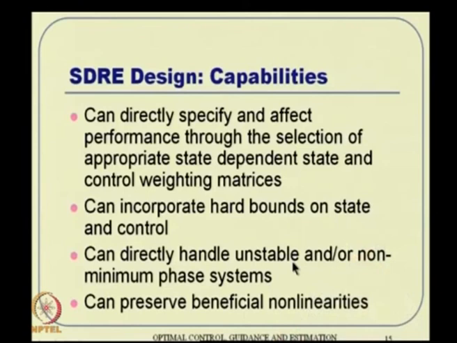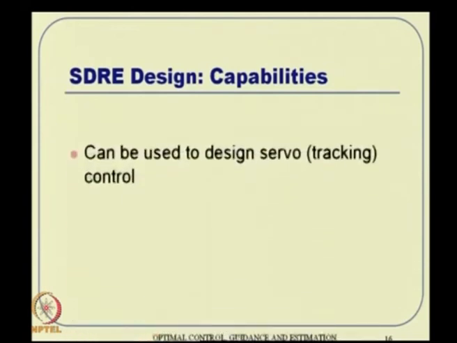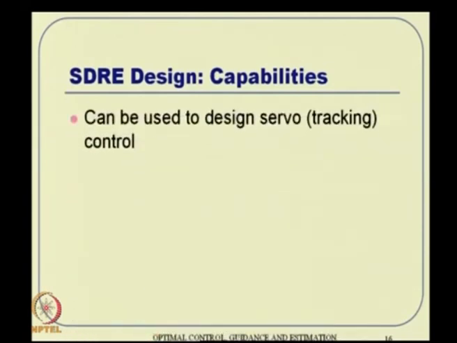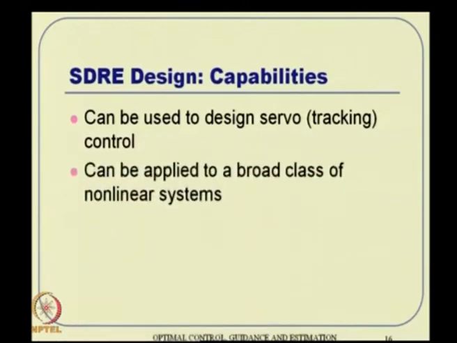And as we demonstrated in that scalar example, it can preserve beneficial nonlinearities as well. So, whenever the nonlinearity is good, it keeps it, whenever it is not good, it tries to discard it. It can also be used for tracking control applications. You can see that a couple of slides later. And it can be applied to a broad class of nonlinear systems, that is control affine systems and SDC parameterization, where A of x has certain nice properties. That is not a very restrictive class of nonlinear systems.